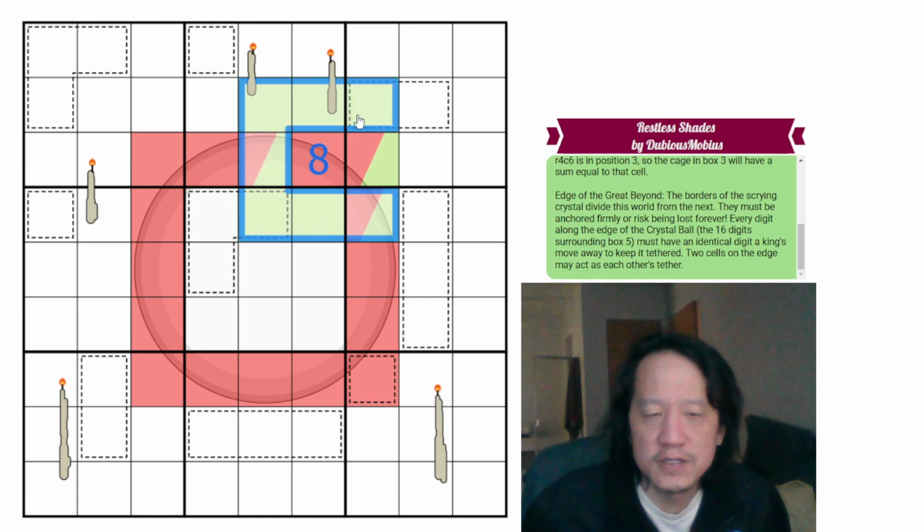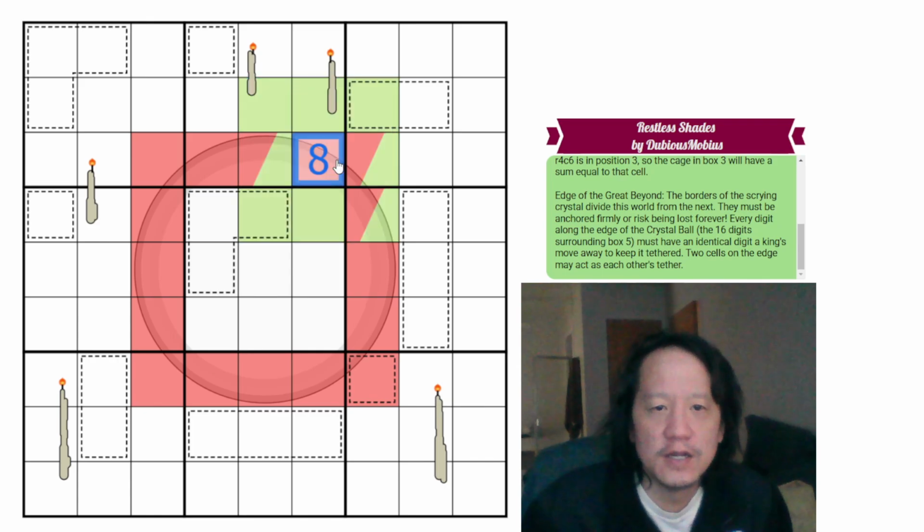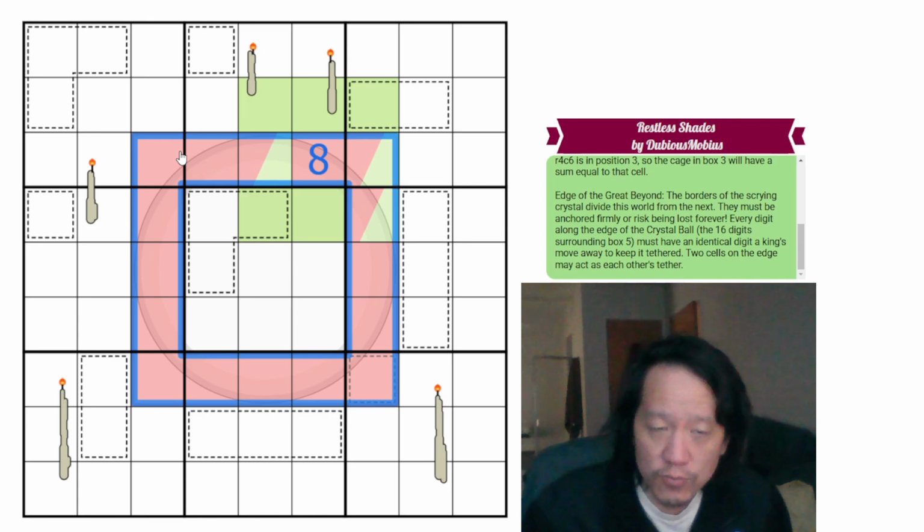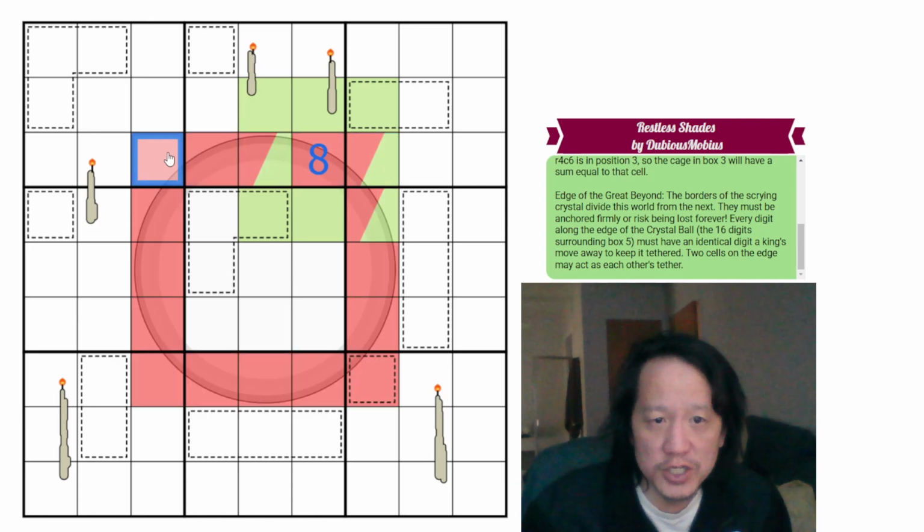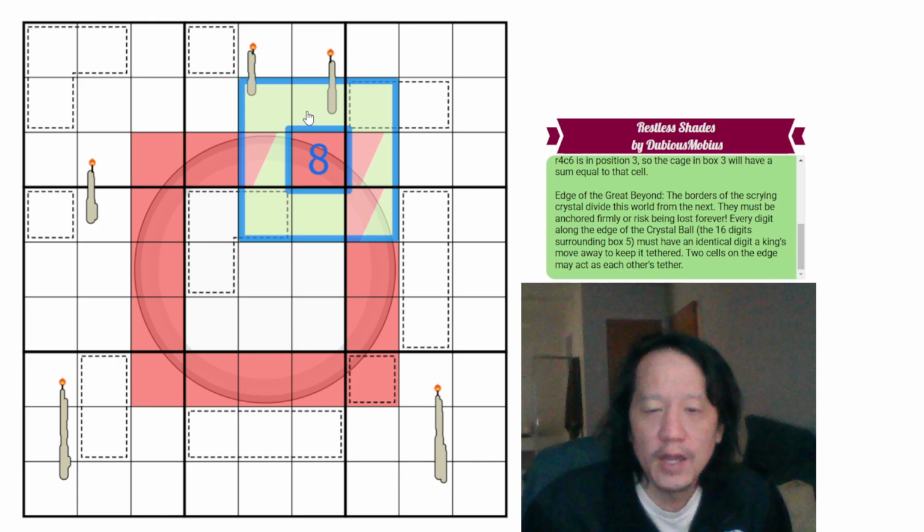Basically, that's just a rule. Every digit on this ring must have a tether, which is the same digit a king's move away from it, in the surrounding 8 cells. And that's all the rules.